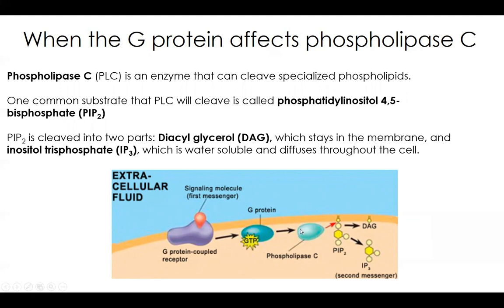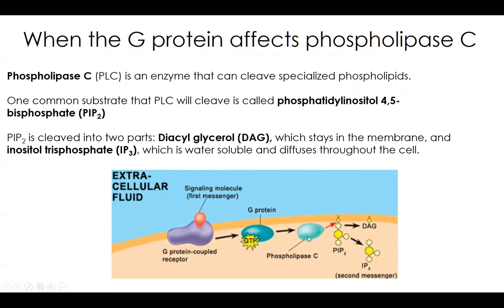When phospholipase C gets involved, it cleaves this PIP2. You can see right where it cleaves, right here. It leaves in the membrane a molecule called diacylglycerol. This is an important signaling molecule on its own, but we're going to ignore it for now and focus on the other half of this. The other half is a molecule called inositol trisphosphate, or IP3. IP3 is also a second messenger.